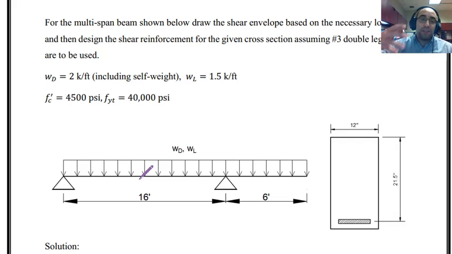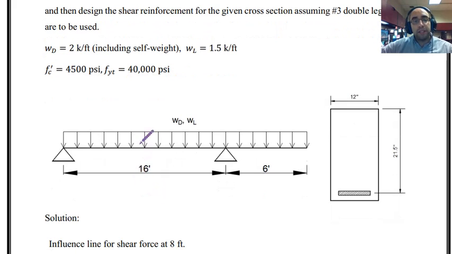Of course, having positive or negative shear does not have any real physical meaning, but in terms of just finding the amount of shear demand on the beam, it is useful to follow the procedure that we had for influence line analysis. So the first step for finding the load cases that are necessary to develop the shear envelope is to draw the influence line for the middle point of this beam over here.